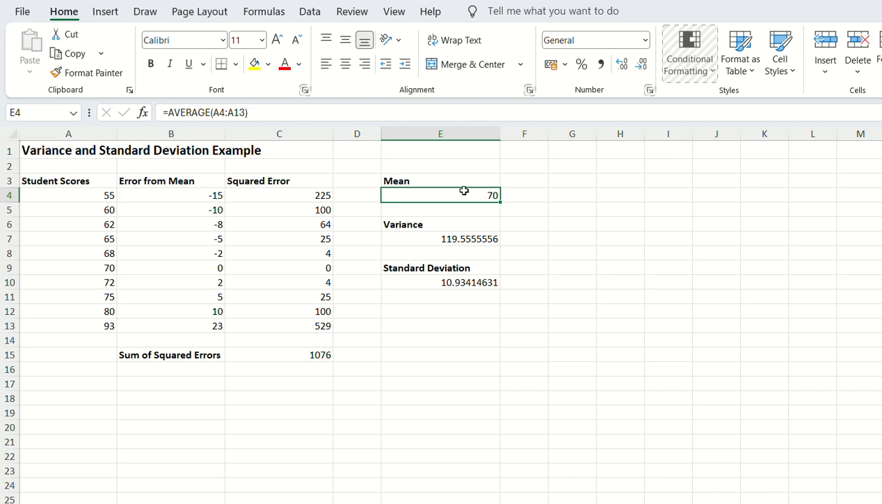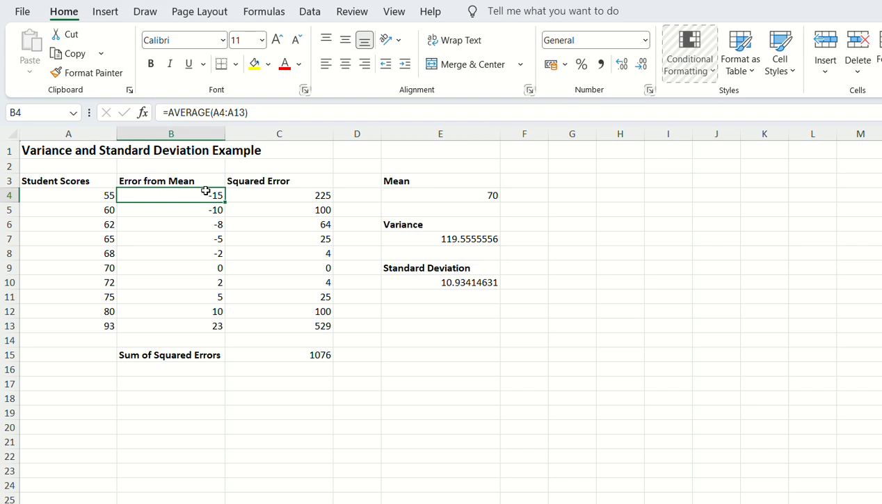From how far the scores are from this center point, we can understand how marks are close together or spread out a lot. That's where variance and standard deviation help us. So first, we have our mean, our center point. Then we find the error, how far a score is from that average.